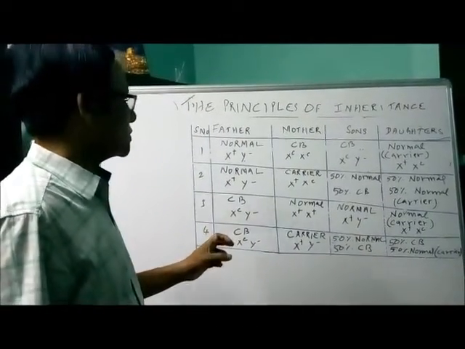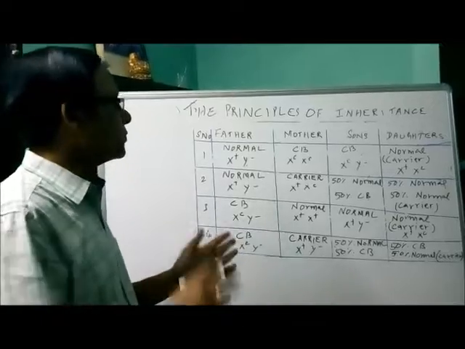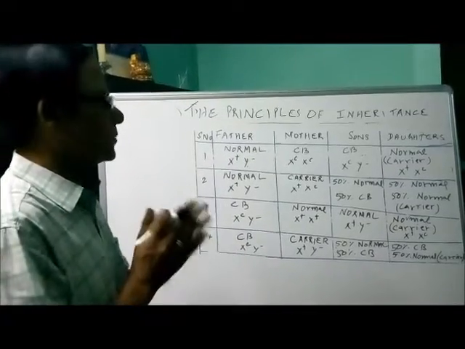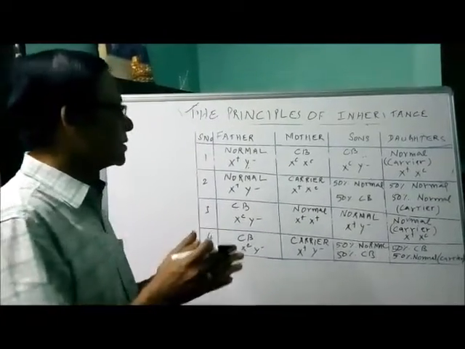So this illustration or the tabular column shows how far the character is being transmitted from one generation to another generation by crisscross inheritance.